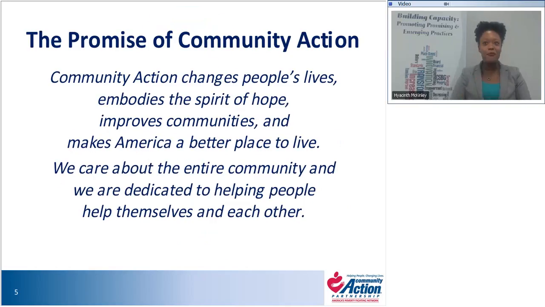As such, we always like to kick off our events by reciting the promise of community action. Liza, if you want to read along with me. Community action changes people's lives and embodies the spirit of hope. Communities and makes America a better place to live. We care about the entire community, and we are dedicated to helping people help themselves and each other.